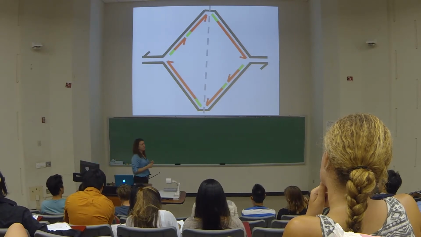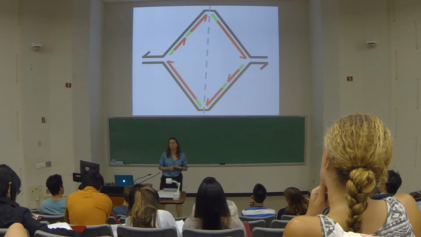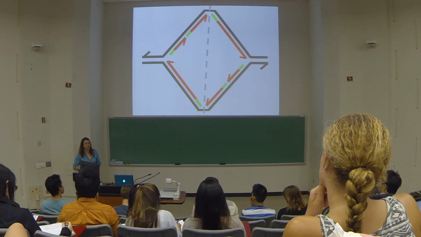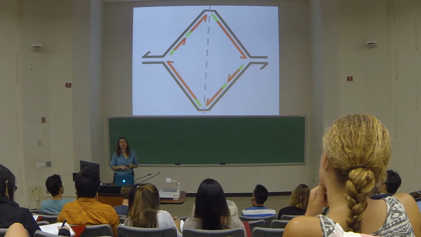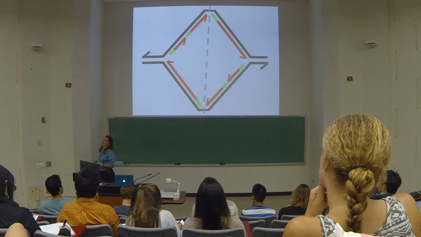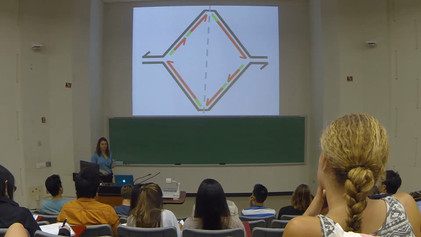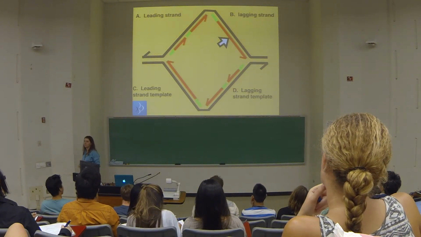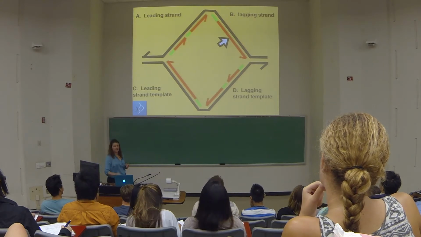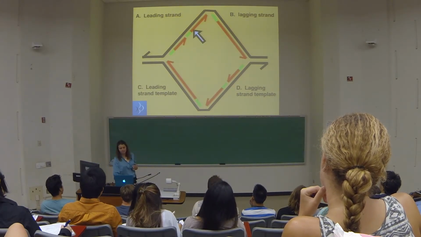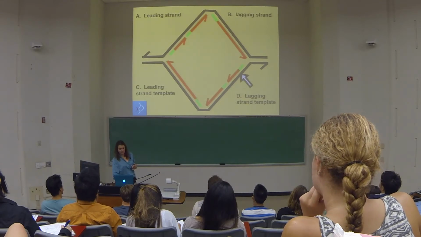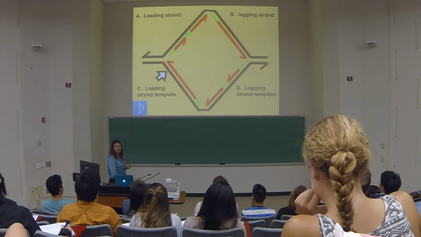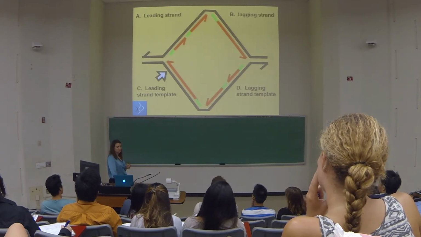All right, so we looked a little bit at the half bubble model. Similarly, for any full replication bubble, you ought to be able to identify where the leading strands are, where the lagging strands are, where the template for each is. What is that arrow pointing to? Leading strand. That one? Lagging strand. That one? Lagging strand template. Leading strand template. Pretty straightforward, right?